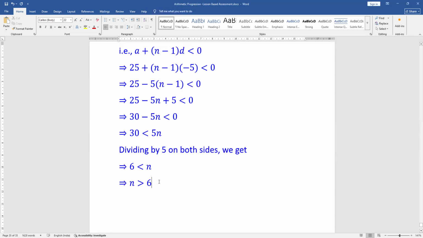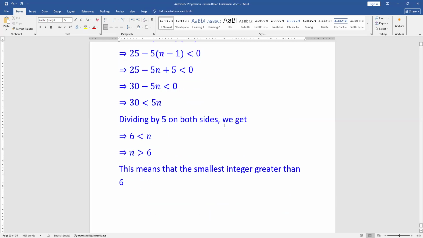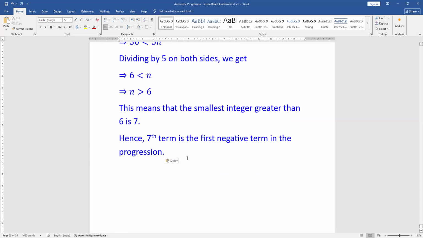Okay, so look again, so what does it mean? So this means that the smallest integer greater than 6 is what? 7. Right? Now what does the 7th term become, what do we understand from this? The 7th term is the first negative term of the progression.